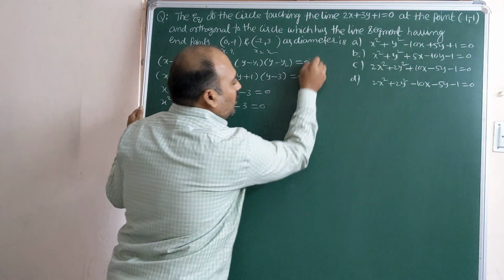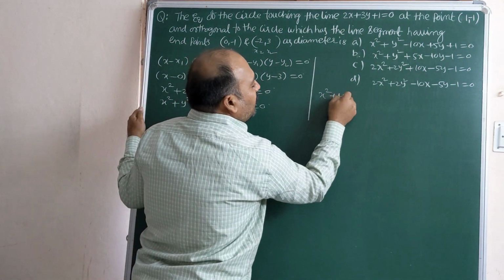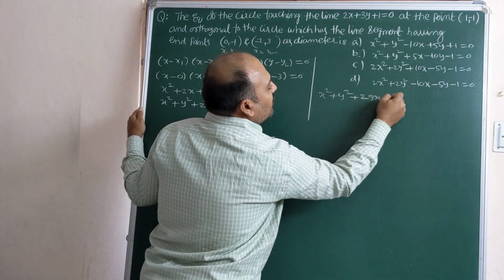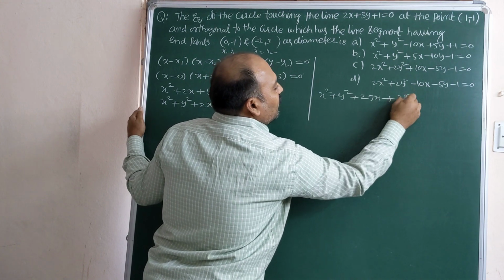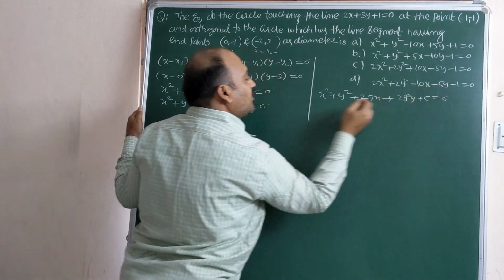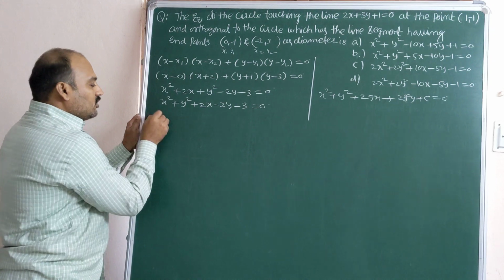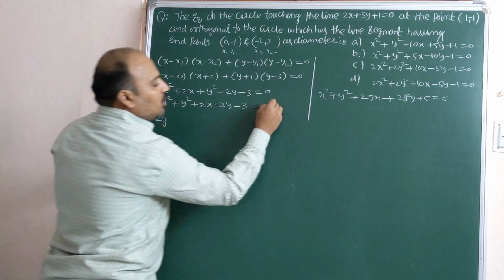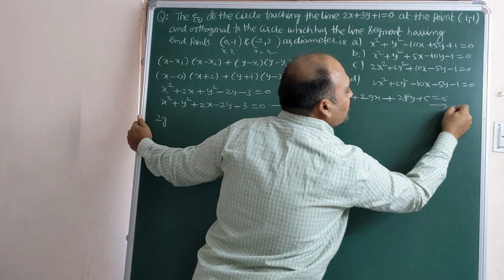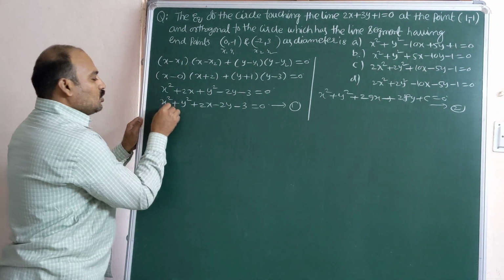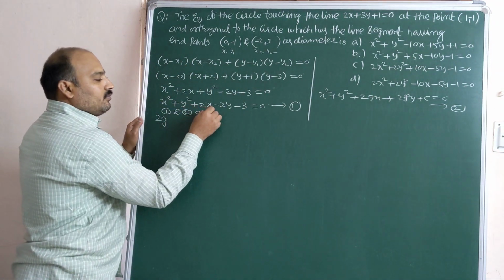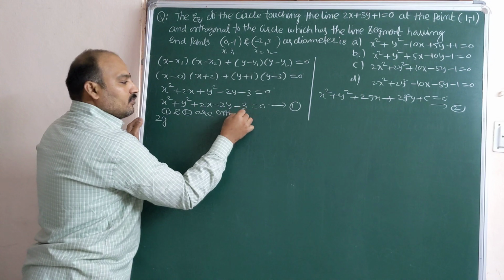So the required equation of the circle will be x square plus y square plus 2gx plus 2fy plus c equal to 0. These two are orthogonal, they are saying. So take this as equation 1 and that as equation 2. 1 and 2 are orthogonal.